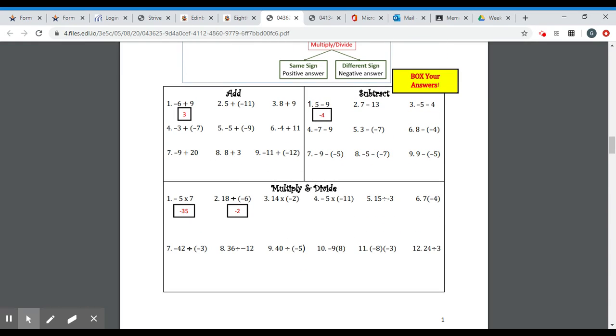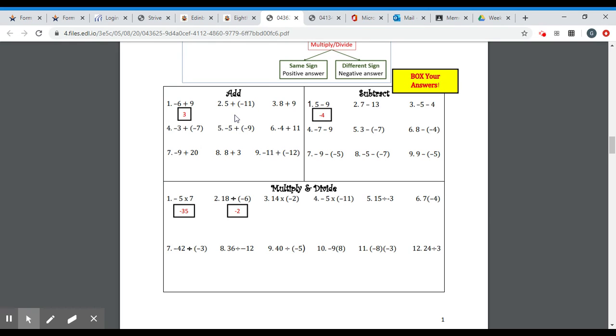So here's some practice for you. Of course, -6 plus 9. So I'm adding, and they're opposite, so I'm going to subtract. So 9 minus 6 is going to give me 3. The bigger number is 9. It's positive, so it's staying positive 3.